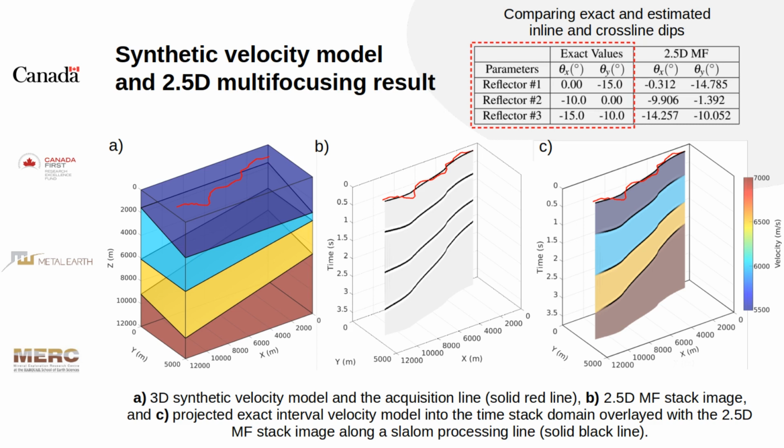Figure C depicts the transformed exact interval velocity model overlaid with the 2.5 dimensional multifocusing stack image. This figure confirms that the proposed method imaged reflections accurately, which are well matched with the projected interval velocity model. The result in figure C reveals that our method was able to accurately correct all of the normal, inline dip, and crossline dip move-out effects simultaneously. Also, the proposed method accurately focused reflection at the correct location and produced stacked reflection data with higher vertical resolution.